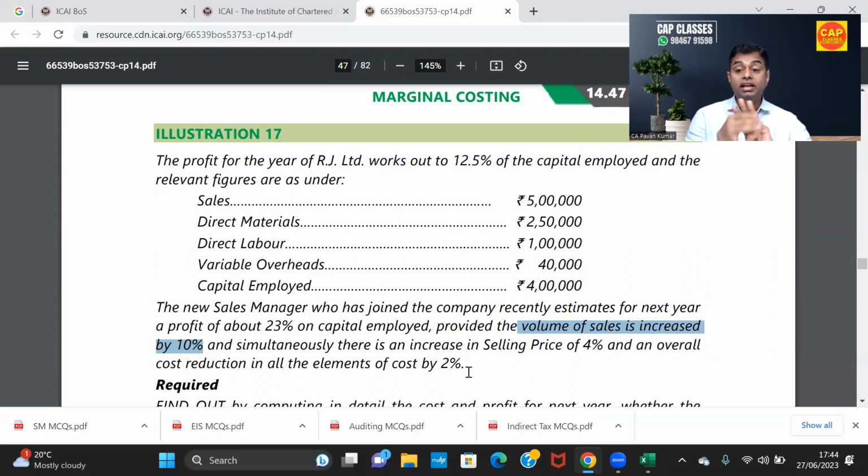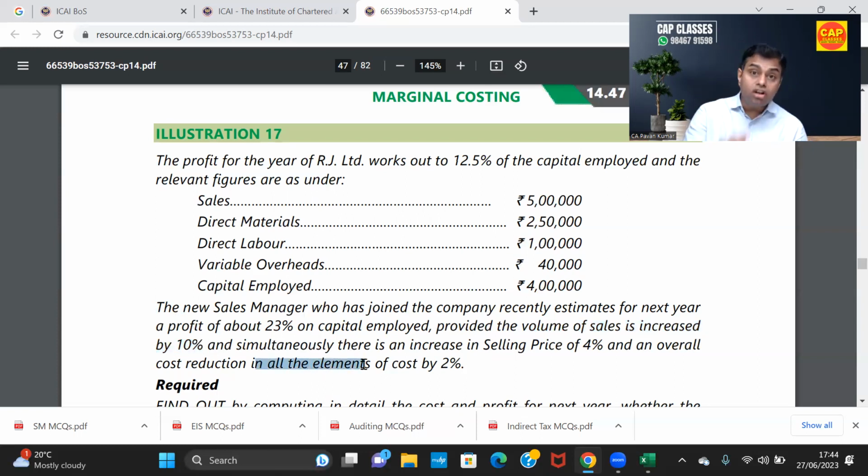So he is telling three things will happen. One, quantity, number of units sold will increase by 10%. Two, selling price will increase by 4%. Three, costs will come down by 2%. All the elements of costs.